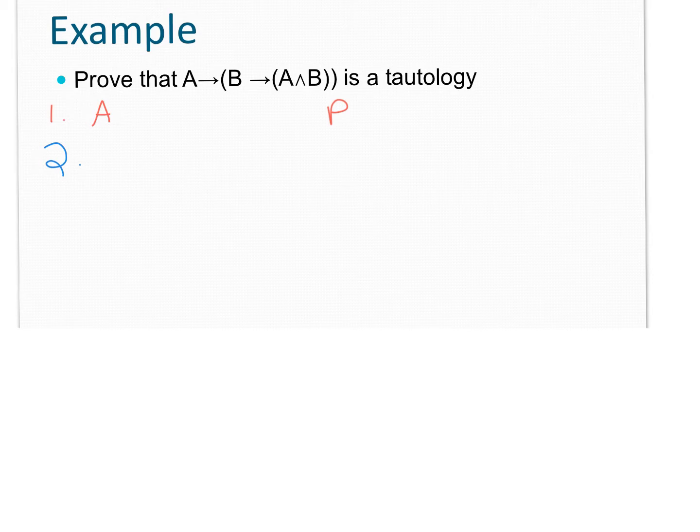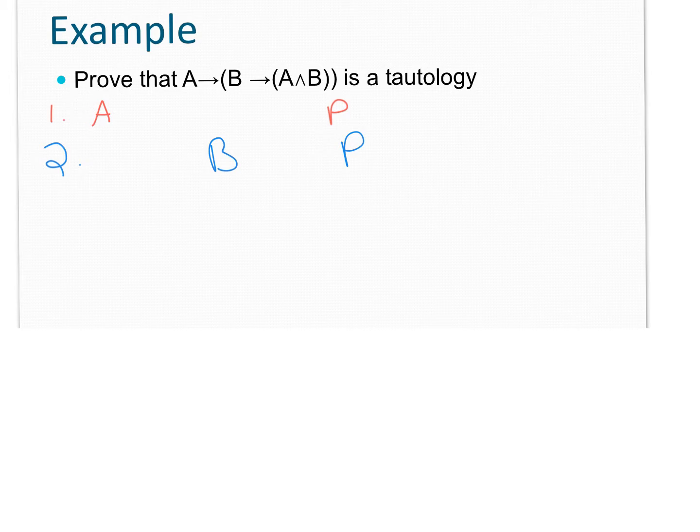So what am I trying to do here? Well, I need to have this B implies A and B in order to get anywhere, right? So what I'm going to do is I'm going to try, and in my subproof, let's just assume as a premise that B, right? And then the question is, can we get to A and B if I know B?